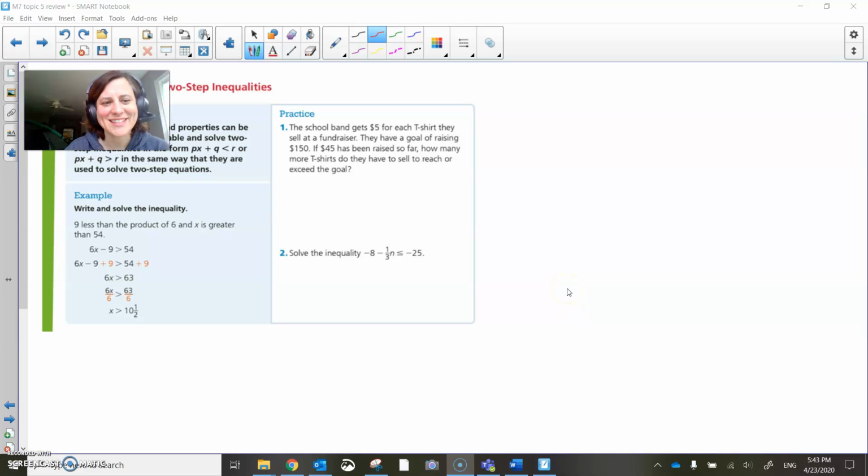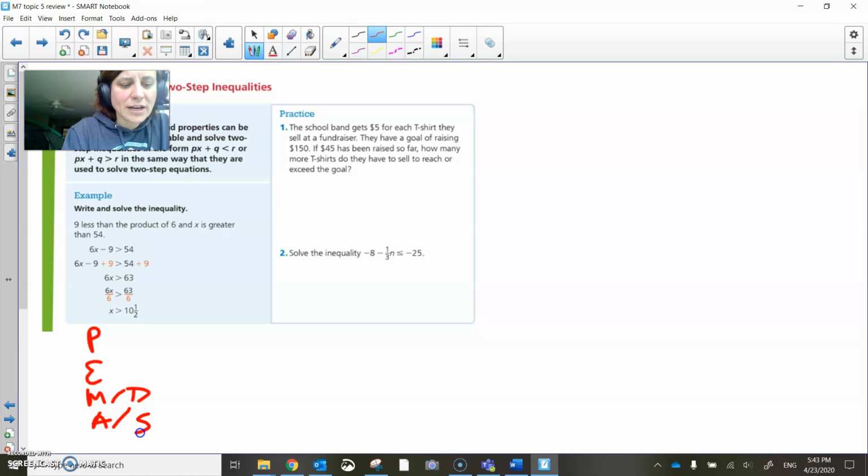Hey. Okay, this section is solving two-step inequalities, which means we're going to be getting rid of addition and subtraction and multiplication and division. And I want you to remember, once again, the order of operations is to do things that are grouped first, parentheses, and then do the exponents, and then all the multiplication and division, and then all the addition and subtraction.